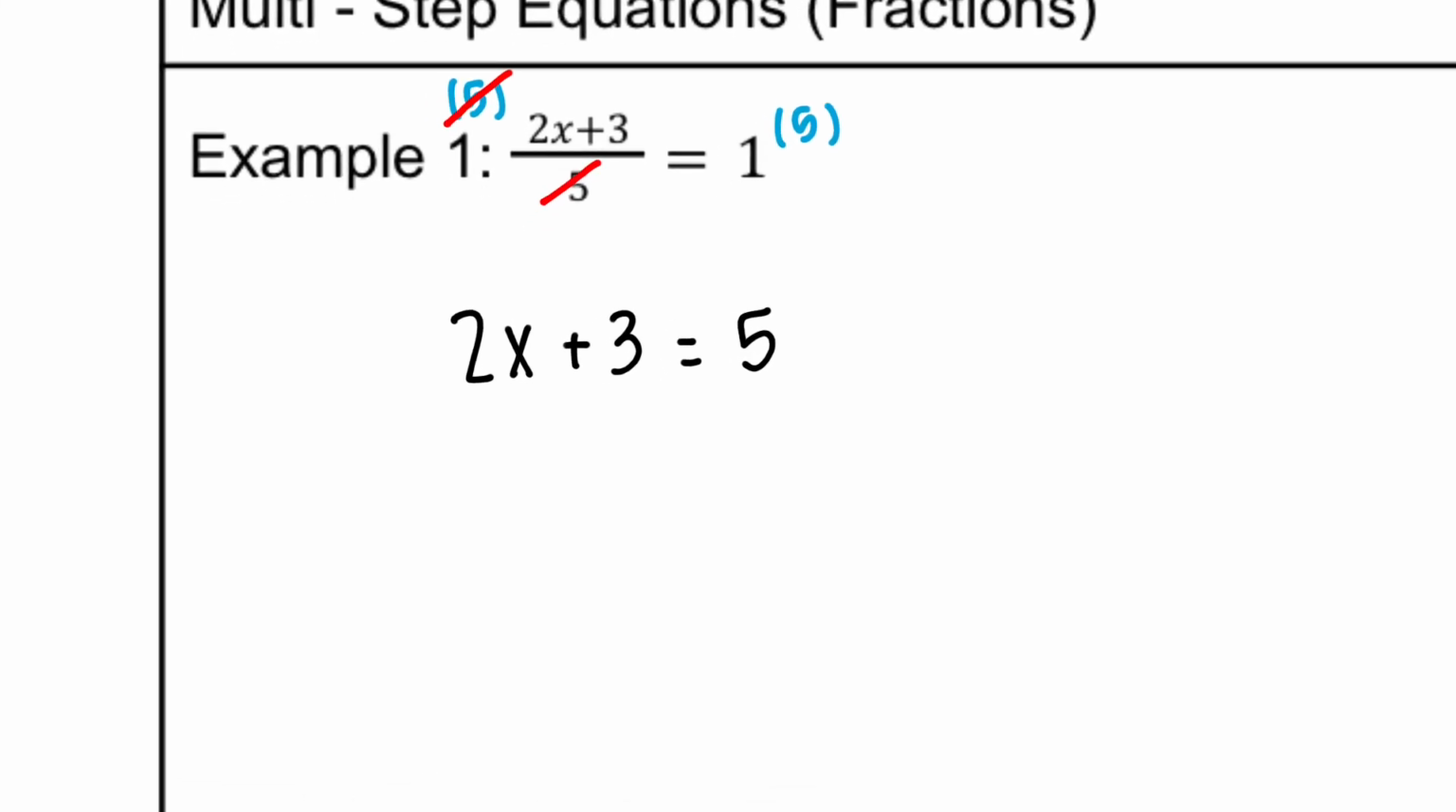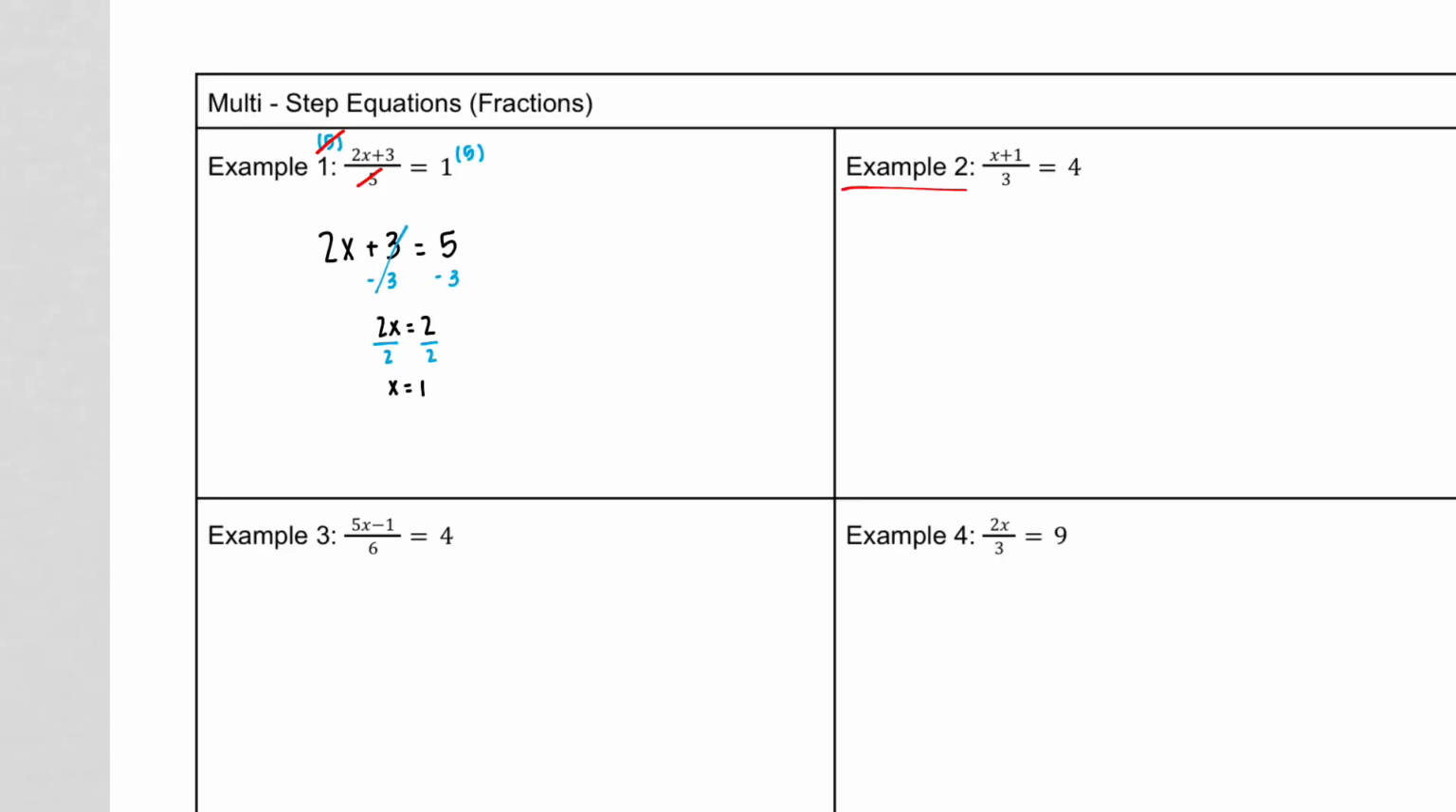I want to get that x by itself. So I'm going to subtract 3 from both sides, cancels out, and I'm left with 2x equals 5 minus 3, which gives me 2. And then my last step, that 2x is stuck together by multiplication. So I'm dividing both sides by 2, so x is equal to 1. Again, you do have these 3 fraction ones to do on your own.